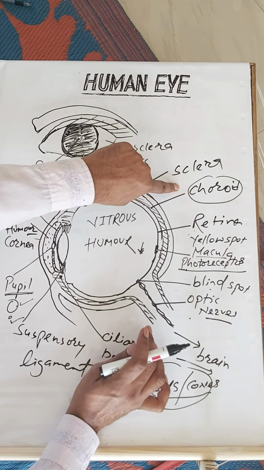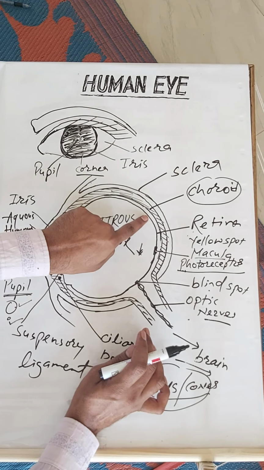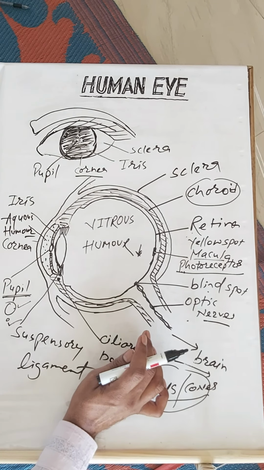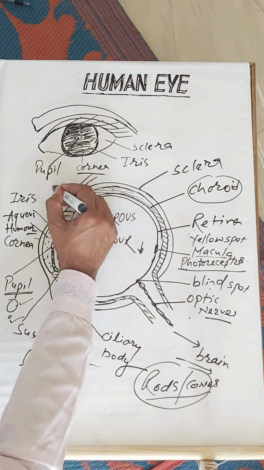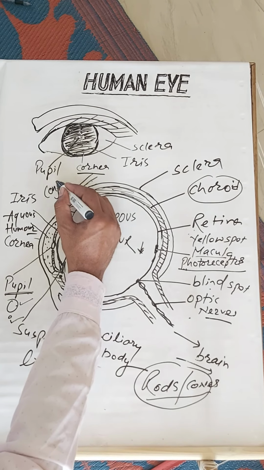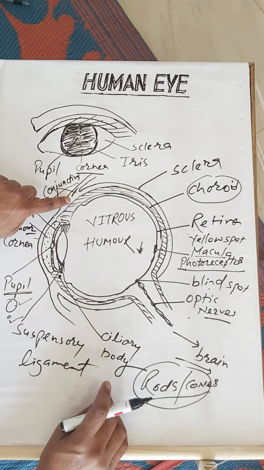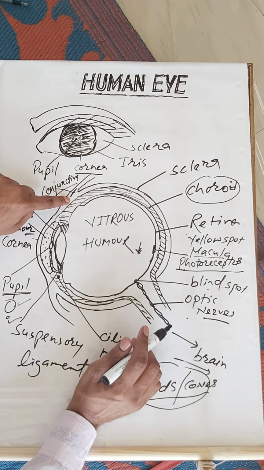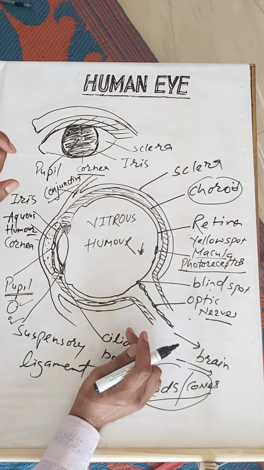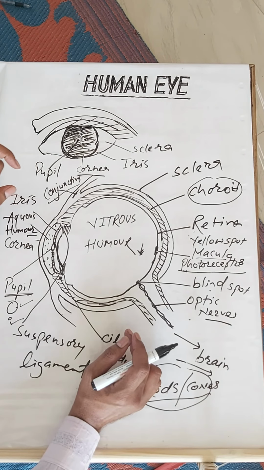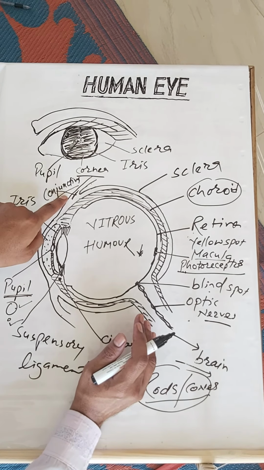Choroid, the function of choroid, what is the function? It provides the oxygen and nourishment to the retina, by which retina functions. Okay, and here one more part, this is conjunctiva. It is called conjunctiva. What is conjunctiva? Conjunctiva lubricates the eye. It provides the lubrication. It makes the movement of eyelids easy. Eyelids can easily open and close by the secretion of conjunctiva.